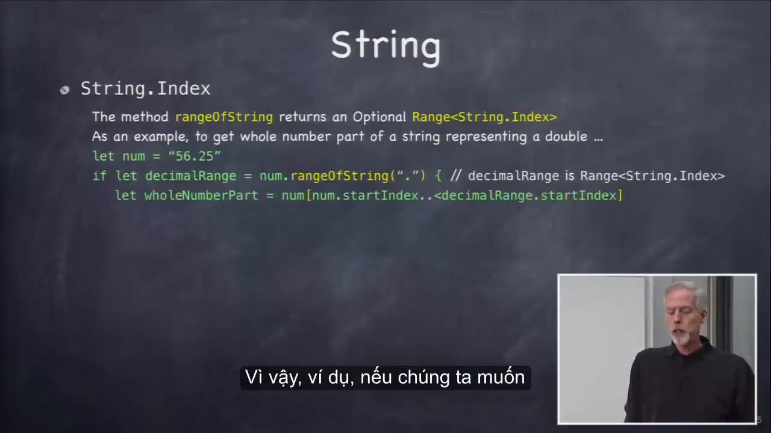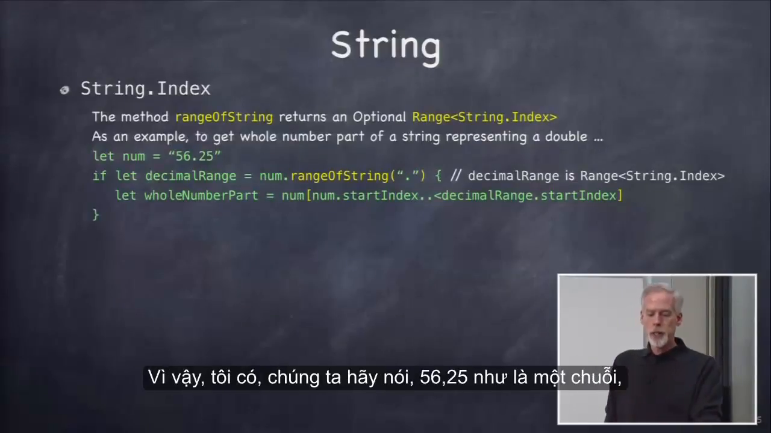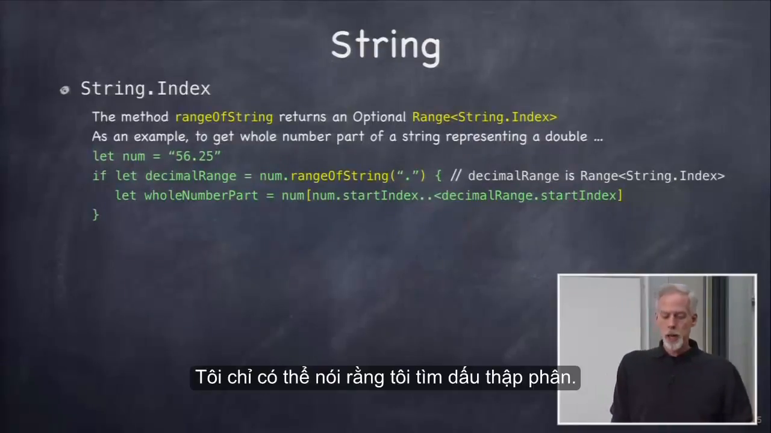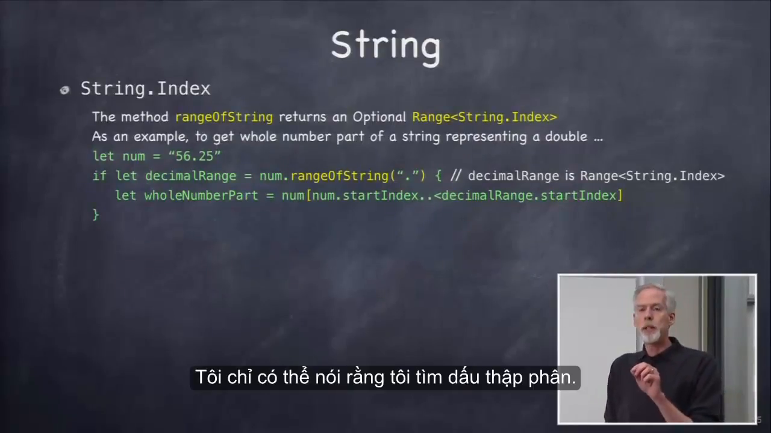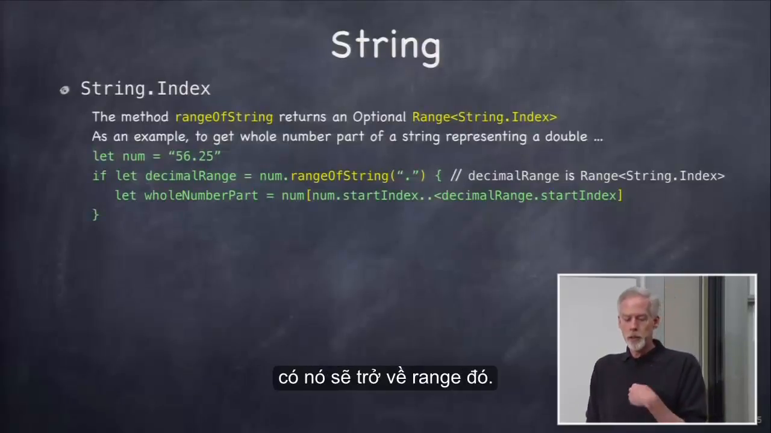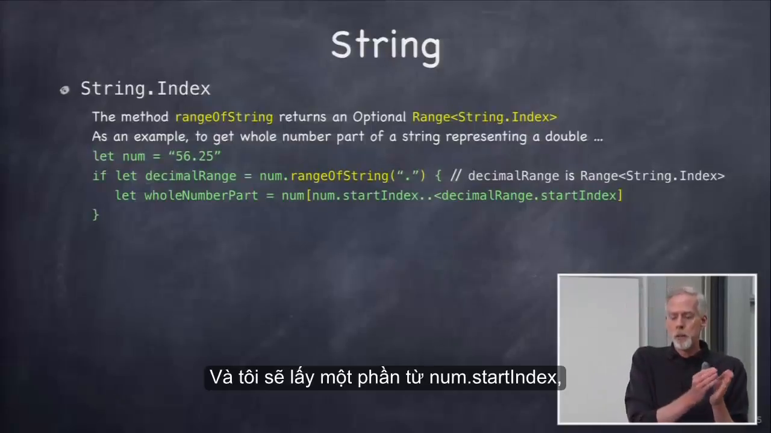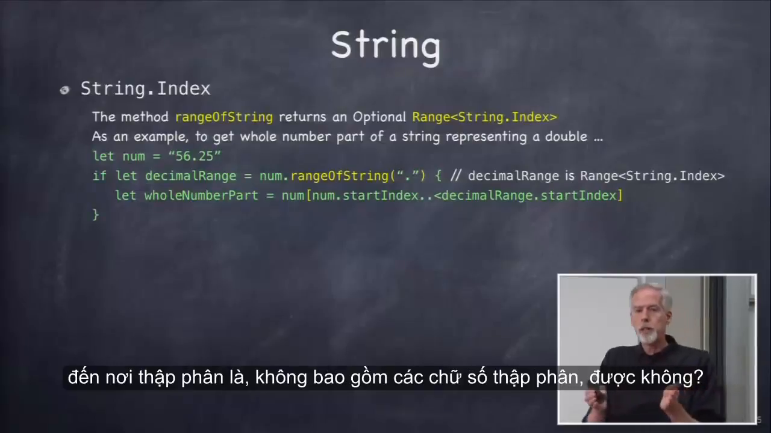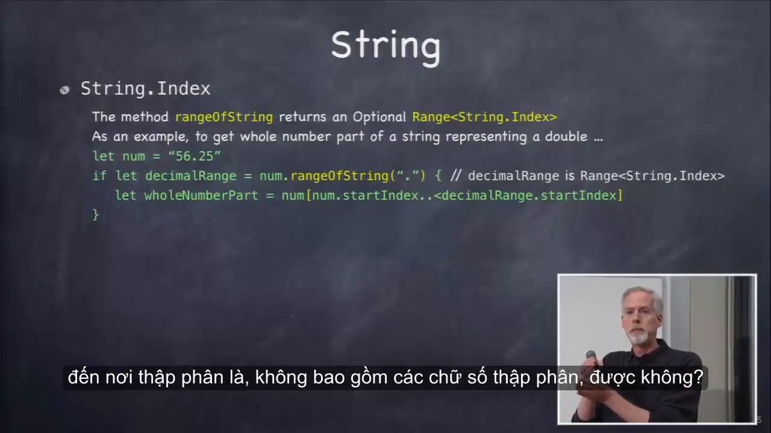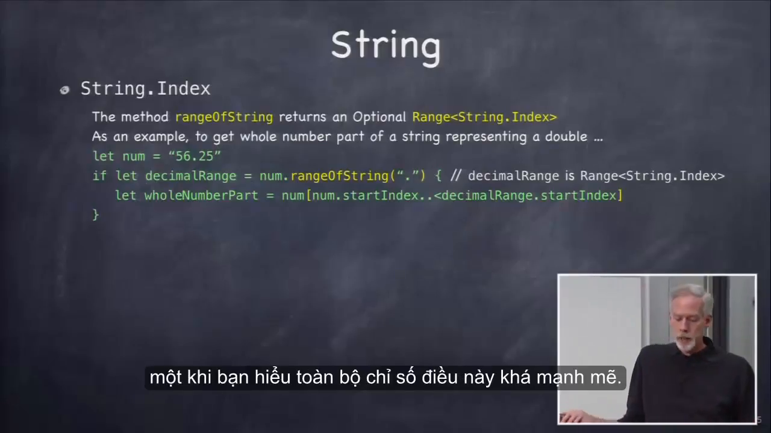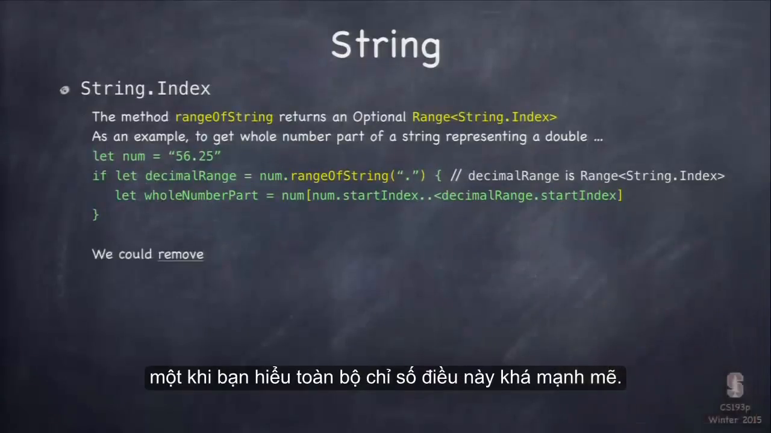So for example, if we wanted to get the whole number portion of a string that had a number. So I have, let's say, 56.25 as a string. I want to get the whole number part. I could just say, find me that decimal point. That's going to return a range if it can find it, if there's a decimal point in there. And I'm going to grab the part from the num's start index. You see the num is the number, its start index, all the way to where the decimal is, not including the decimal. Now I got the substring, which is the whole part. Everybody cool with that? So substringing a string is actually, once you understand this whole index thing, pretty powerful.